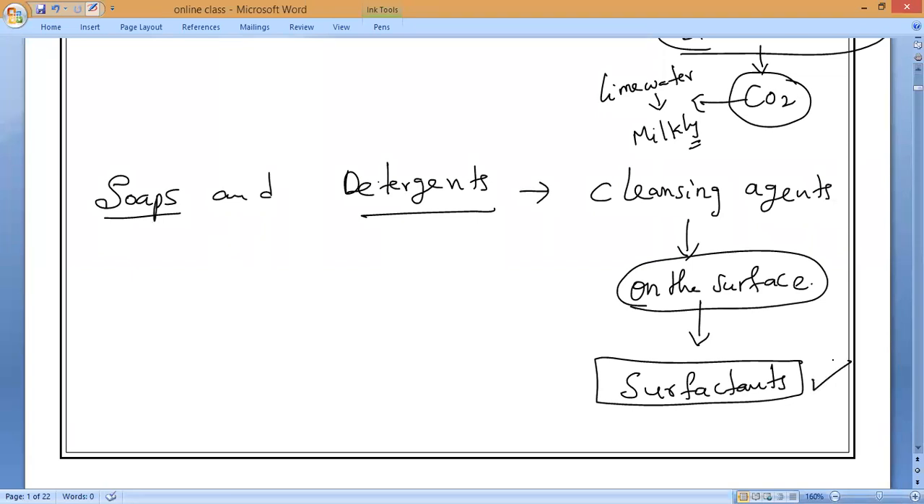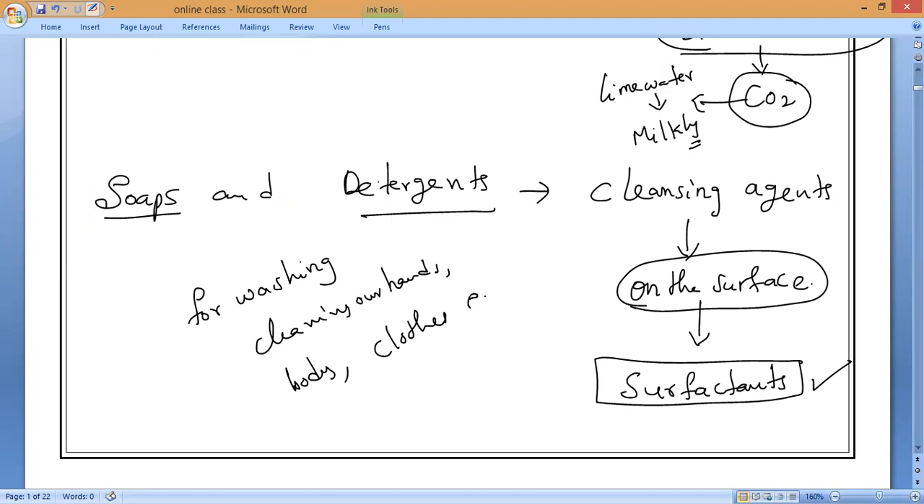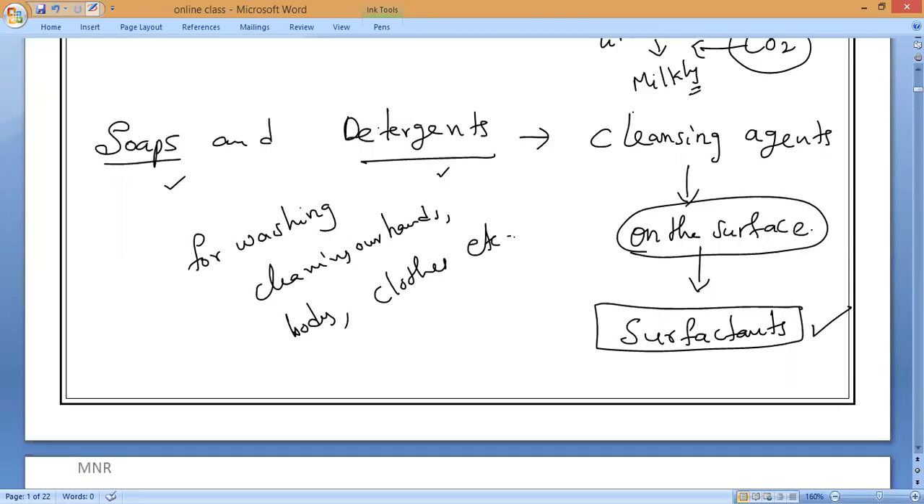As both soaps and detergents are cleansing agents, we call them surfactants. Now, what is the purpose of these soaps and detergents in our daily life? Anybody? For what is the use? For washing, for cleaning our hands. Is it yes or no? Our body, clothes, cleaning the house, floor, whatever it is, we use soaps and detergents, maybe in liquid form or solid form, it doesn't matter.